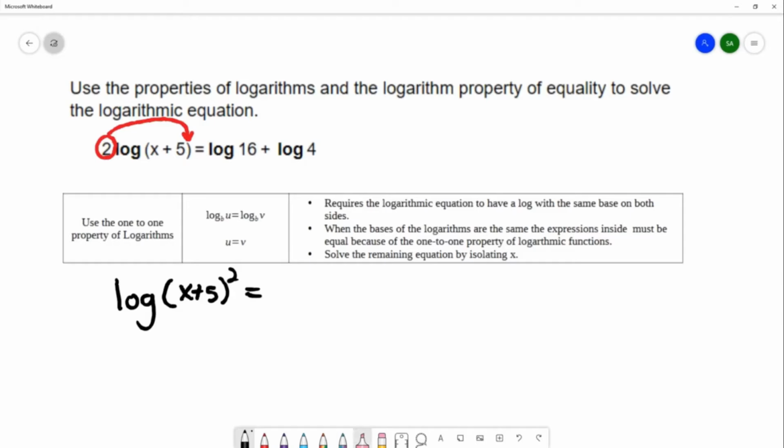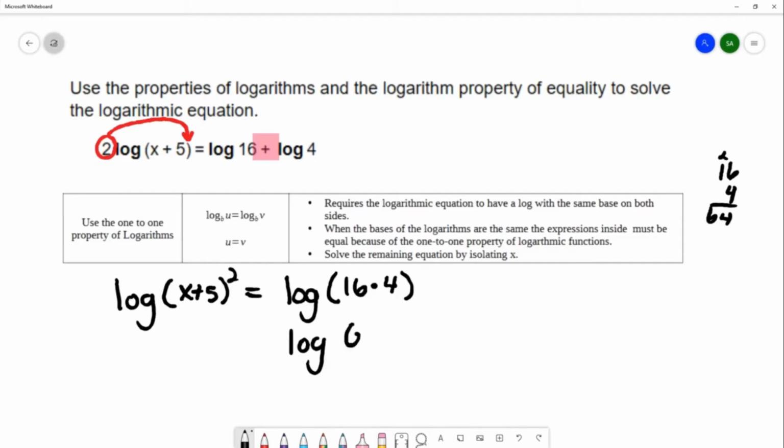And then on the right-hand side with this plus sign, I'm going to be able to condense these logarithms with a property called the product rule. And it's called the product rule because we multiply the numbers inside of each log. So we're going to multiply 16 times 4. So that's going to give 64. So on the right-hand side, we have log of 64.